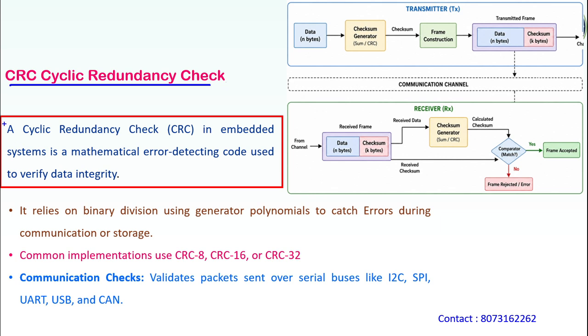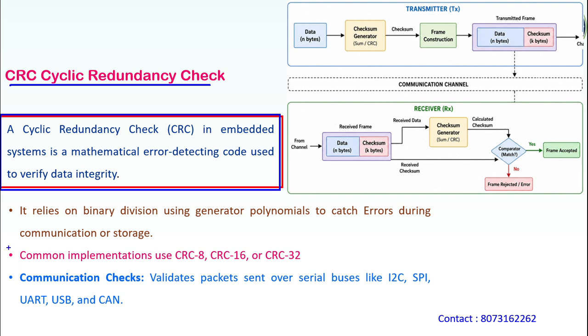And what is the use of the Cyclic Redundancy Check? You can see here, the Cyclic Redundancy Check or CRC in embedded systems is a mathematical error detecting mechanism which is used to verify the data integrity. So what do you mean by data integrity? Data integrity means when you transmit and when you receive the data, you have to verify whether the received data is proper, correct data or not. Whether you have received data with error or without error. That's called data integrity.